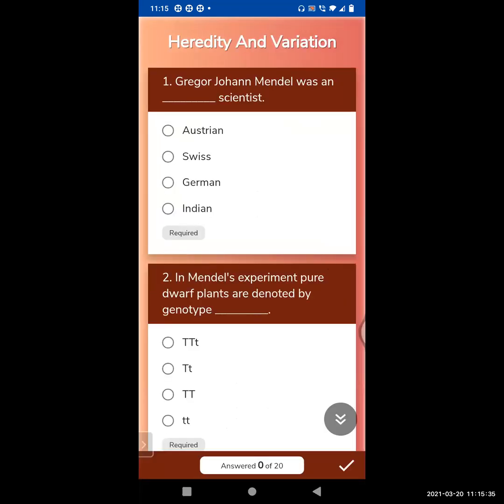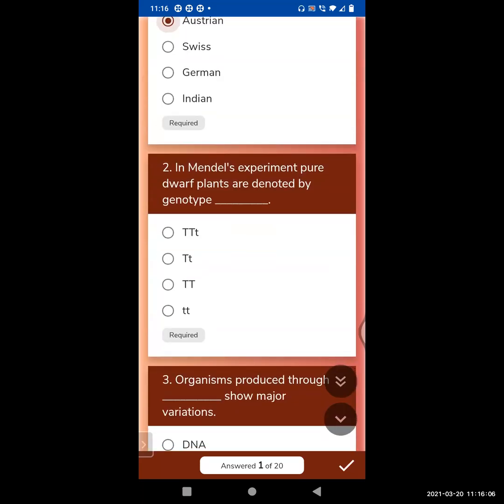Okay, so the first question is, Gregor Johann Mendel was an dash scientist. The options are Austrian, Swiss, German, Indian. Those who wish to answer, yes, Sakshi. Australian. Austrian. Yes, it's Austrian. Very good. It's not Australian, it's Austrian. Yes, that is the correct answer. Very good. Okay, so I've marked the answer that Sakshi has told. Now we will move on to the next question.